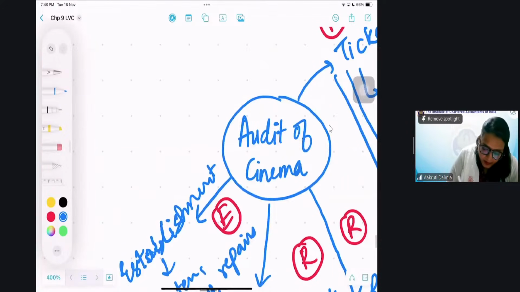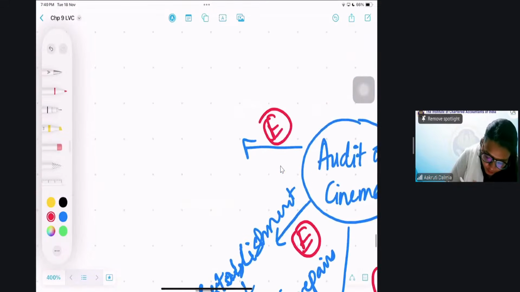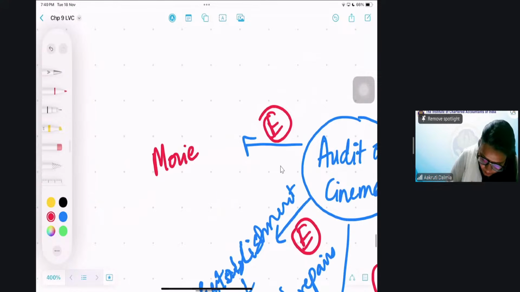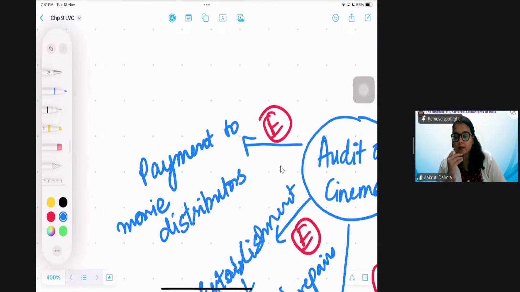But one of the biggest expenses of running a theater was correctly told by only one person at the start, that is Pranav Prince: the movie. Okay? It's the movie. So that's called payments to distributors. Payment to movie distributors. That is the biggest expense. The biggest expense is getting the movie that you can show in the theater.